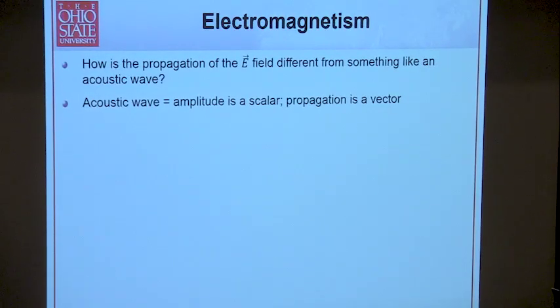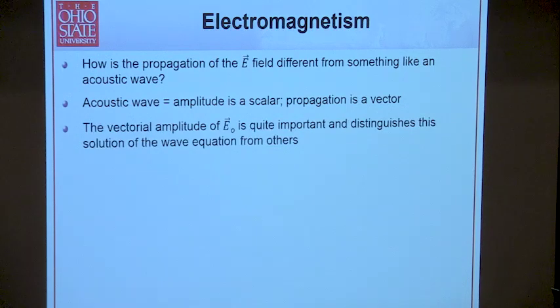Okay? So how is the propagation of the E field different from something like an acoustic wave? An acoustic wave is also described by a wave equation with speed c. Well, the acoustic wave amplitude is a scalar, the propagation is a vector, but the electric field amplitude here is vectorial, and this turns out to be quite important, and it distinguishes this solution from the scalar wave equation. This is what's connected to a concept that we call polarization.